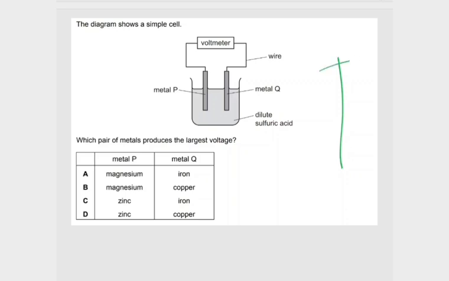So you are looking at something at the top and at the bottom, and clearly copper is here, magnesium is here, and everything else comes in between, right? So magnesium and iron, it cannot be the option. Magnesium and copper can be the option. Zinc and iron, no, zinc comes here and iron comes here, so it has to be magnesium and copper.